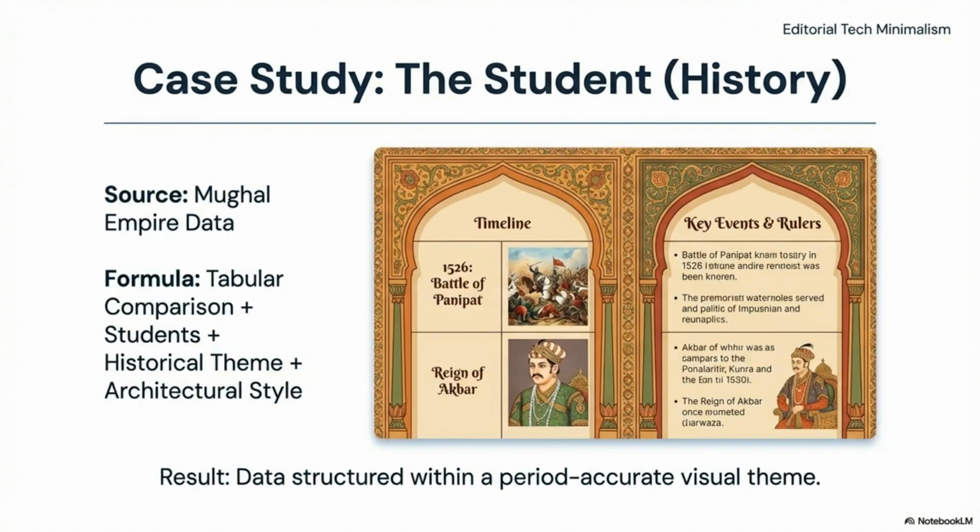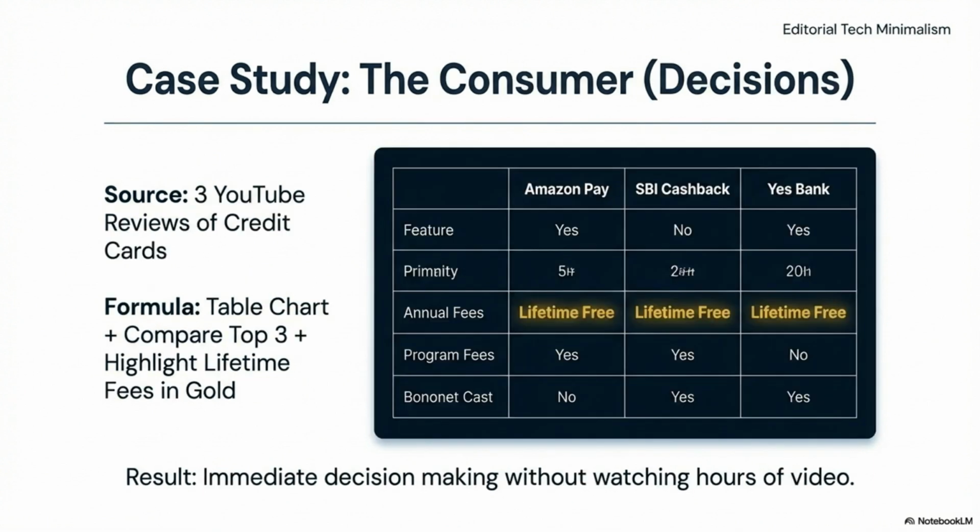For example, in this history case study for students, we used a tabular comparison, historical theme, and architectural style. The result is data structured within a period-accurate visual theme. For the consumer decisions case study, a table chart was used to compare the top 3 credit cards and highlight lifetime fees in gold. This allows for immediate decision-making.